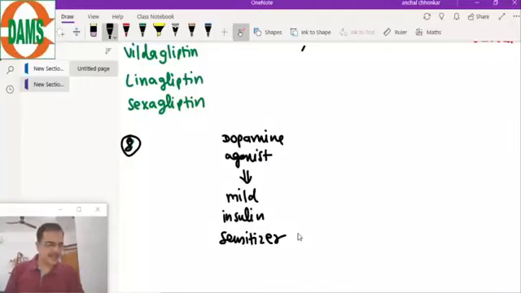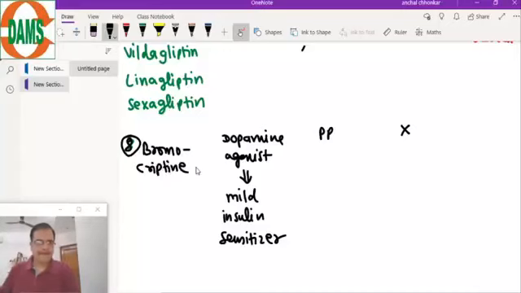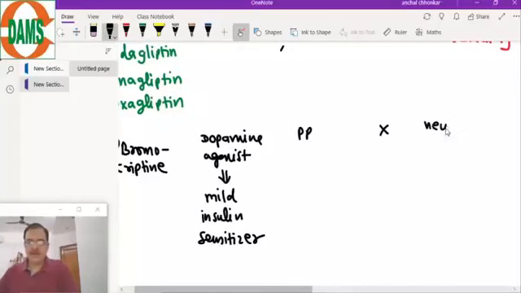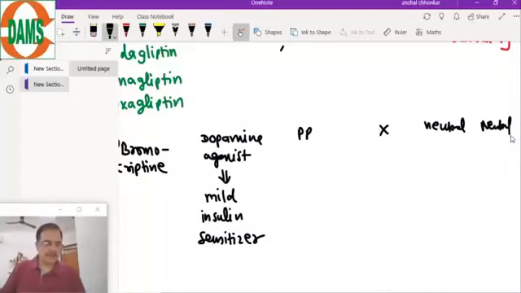So this agent, which is approved in type 2 diabetes mellitus, and because it is an insulin sensitizer, mainly controls the PP sugar values with no hypoglycemia risk. It is just an insulin sensitizer agent. That agent is bromocriptine, and it has no as such benefit for cardiovascular and renal outcomes.